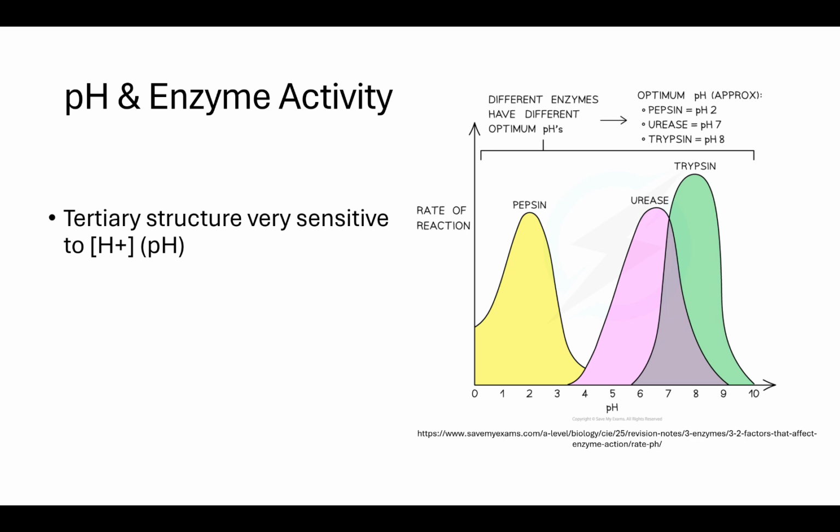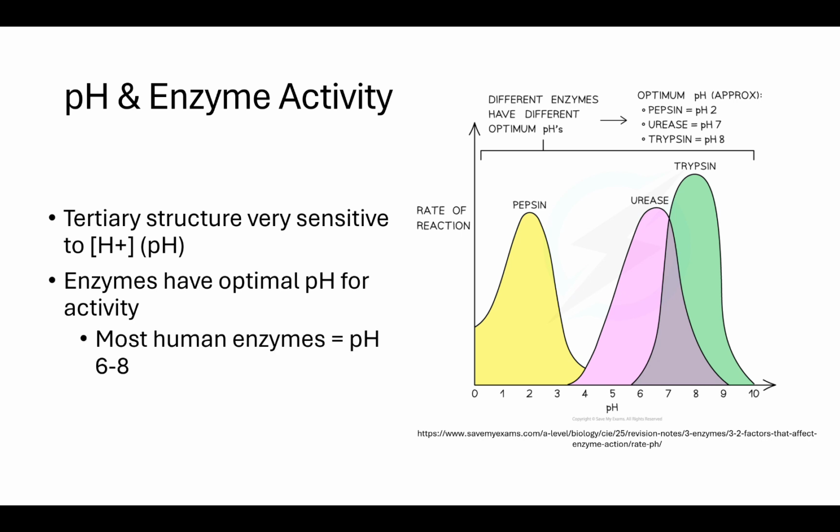Then you can also take a look at how pH affects enzyme activity, because the tertiary structure of a protein is very sensitive to the hydrogen ion concentration, which is again the pH. So enzymes will have an optimal range of pH for their activity. For instance, a lot of the enzymes in the human body will have their optimal range somewhere between a pH of 6 and 8, because that's the pH of the environment of the cell.